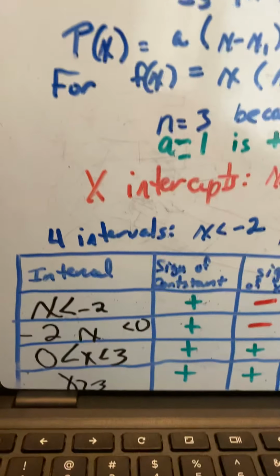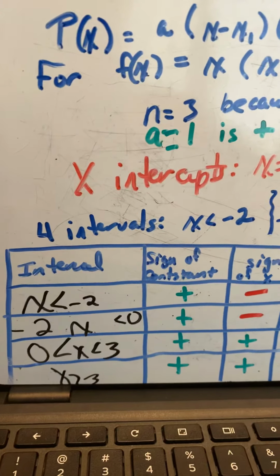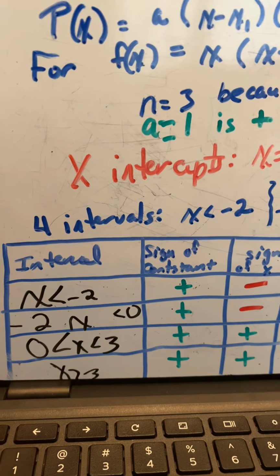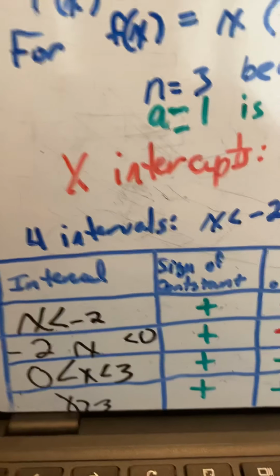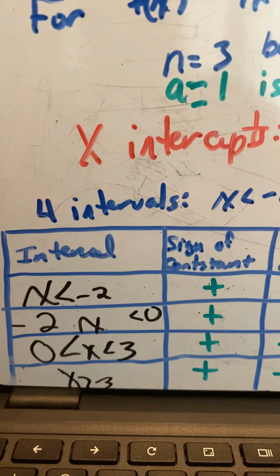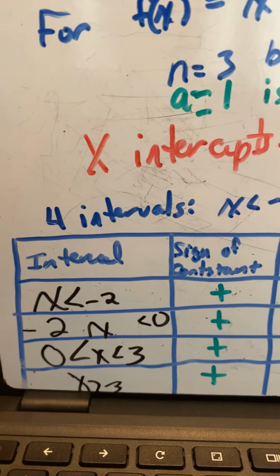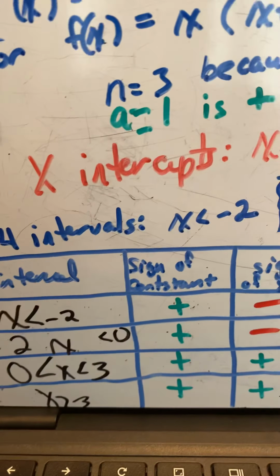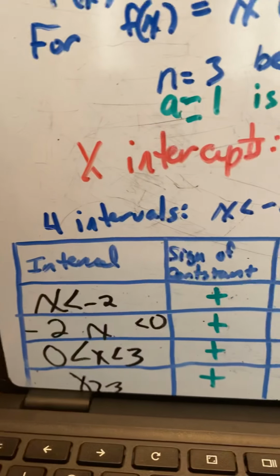All right, intervals. The first one we're going to investigate is x is less than negative 2, then x is between 0 and negative 2, between 0 and 3, and x is greater than 3. Now again, this is not something you need to complete. This is just something that I want you to understand.